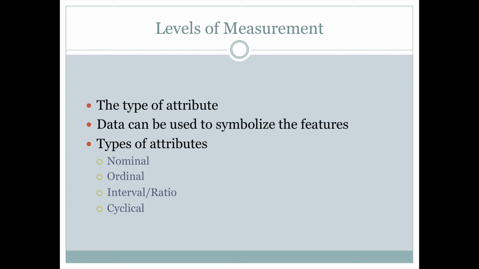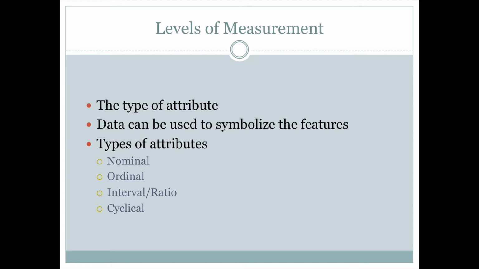We can talk about different levels of measurement and how they contribute to the way that we might want to symbolize a map. So any sort of level of measurement is going to be tied to the type of attribute that we have in our attribute table. And using that attribute, we can symbolize features on a map in various ways. So what types of attributes or levels of measurements do we have?